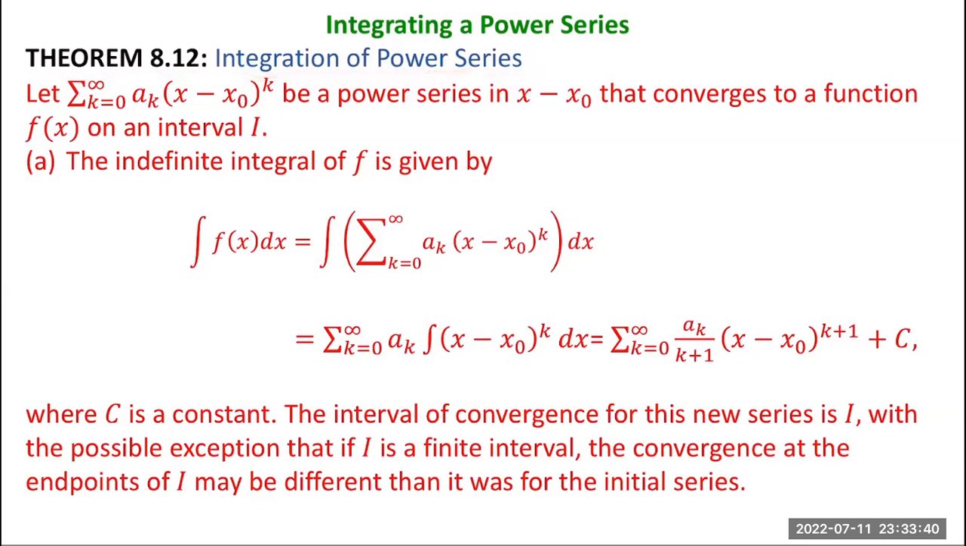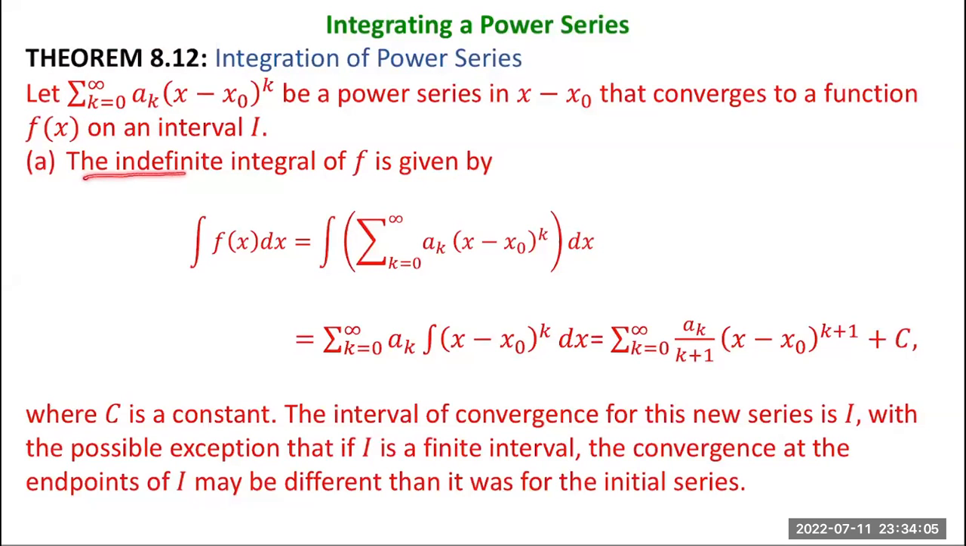Integration of power series. Let the sum over k from 0 to infinity of a_k times (x minus x_0) to the power k be a power series in x minus x_0 that converges to a function f(x) on the interval I. That it converges to a function f(x) on the interval I means this function is equal to its power series. That's what it means.